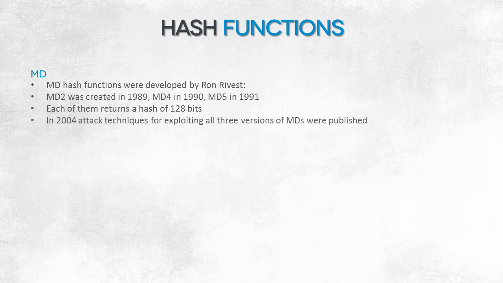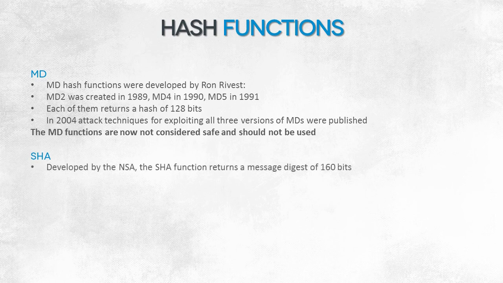For several years now, it's been known that there are efficient attacks on all versions of the MD hash function. For this reason, the functions are not considered secure and are not recommended. MD5 is still widely used, though, for example, in internet applications. Another option is using the SHA family of hash functions. They were developed by the NSA. The hash that's returned is quite a bit longer at 160 bits.